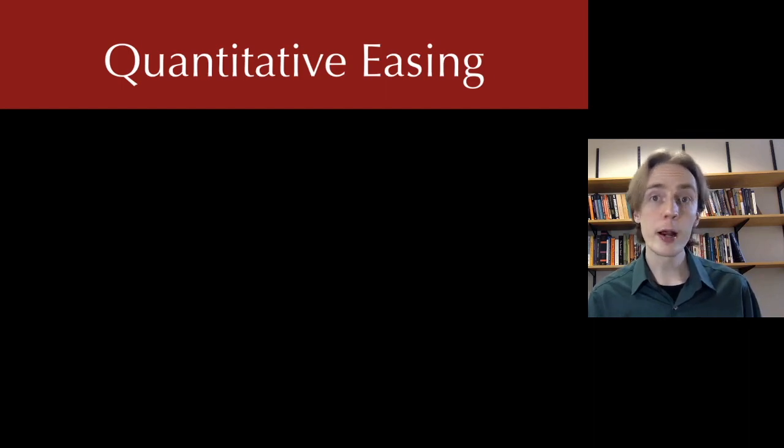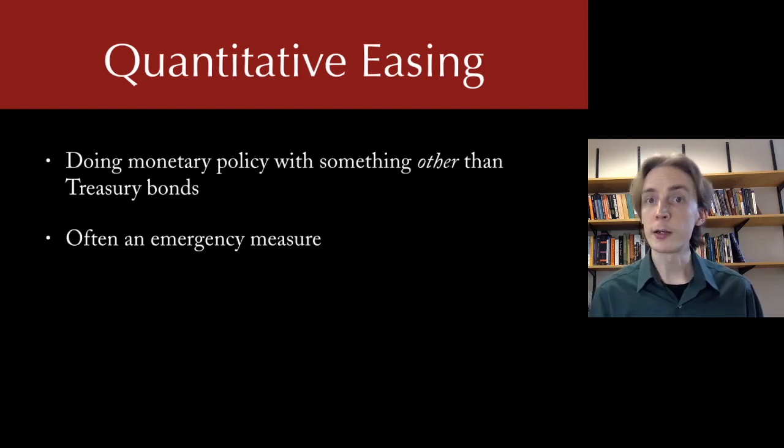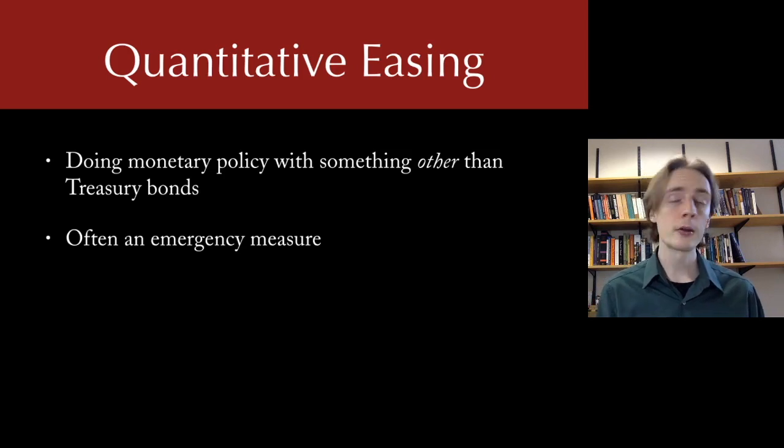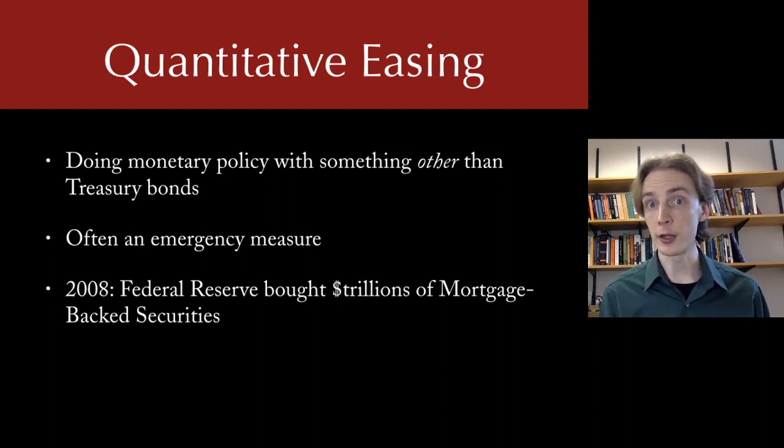Now, there are certain rare occasions where central banks will do monetary policy with something other than treasury bonds. This is something we'll call quantitative easing. Quantitative easing is very often an emergency measure. The US did this in 2008. Japan's been doing it since the 90s. So in 2008, the Fed bought up over $1 trillion worth of mortgage-backed securities.